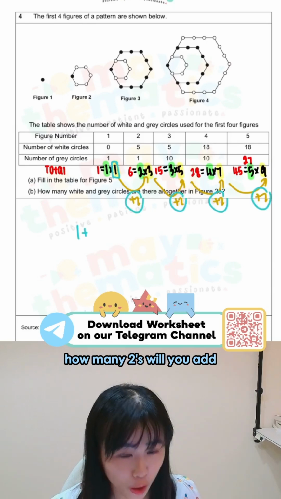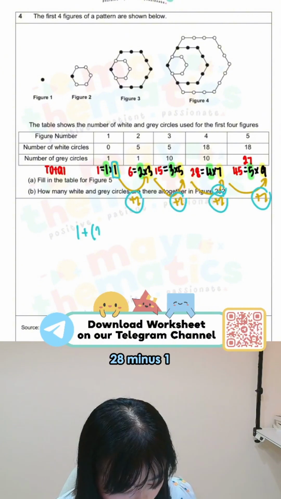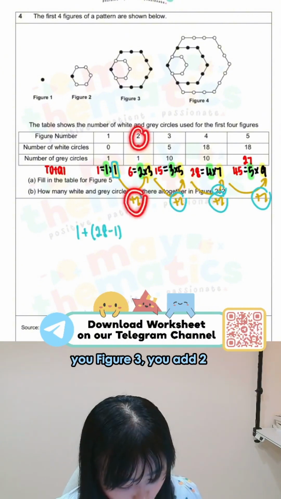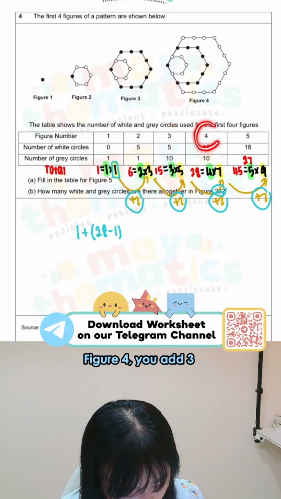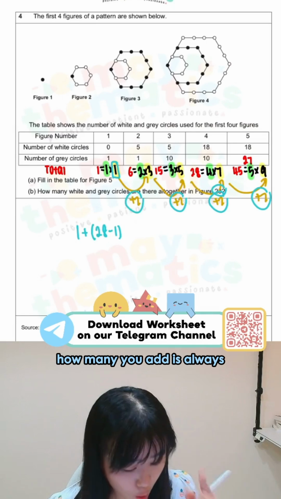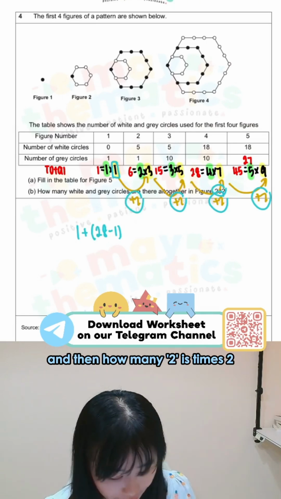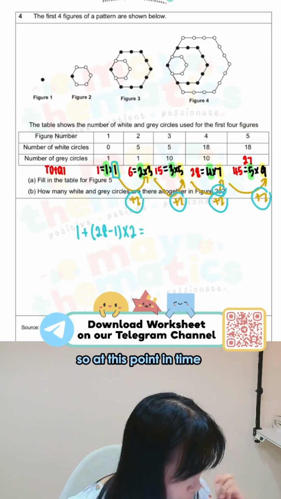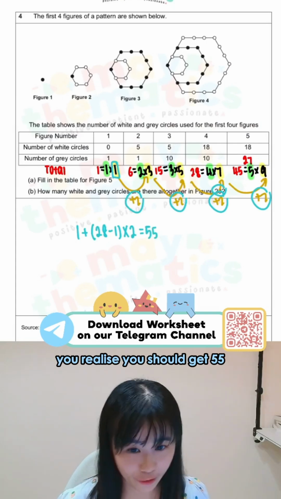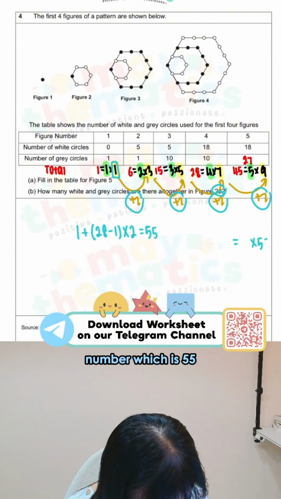How many 2 will you add if it's figure 28? 28 minus 1. Why? Because if you got figure 2, you will add 1. Figure 3, you add 2. Figure 4, you add 3, right? Figure 5, you add 4, right? How many you add is always your figure number minus 1. And then how many 2 is times 2? So at this point in time, right, you realize, okay, you should get 55. I will have derived the yellow color number, which is 55.